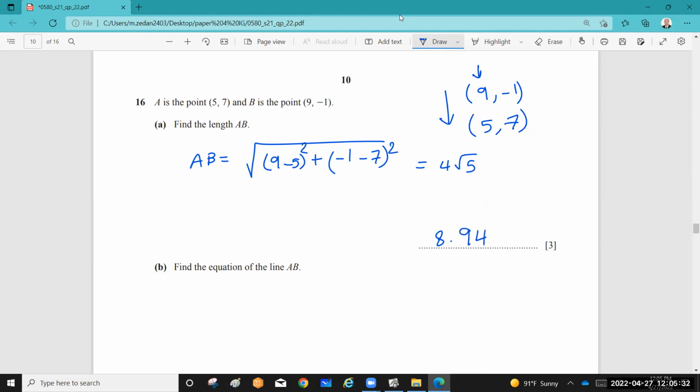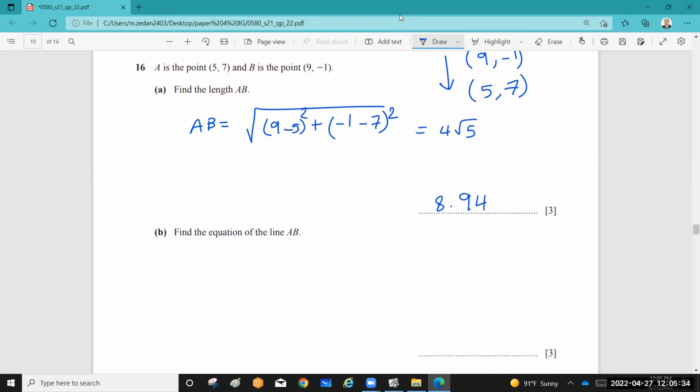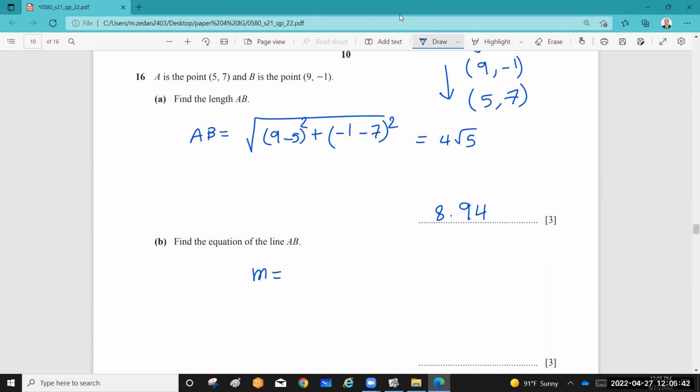Okay, find the equation of line AB. For the equation of the line, you need to find the slope. M equals the slope. Look at these two points: -1 minus 7 over 9 minus 5, a difference in y over difference in x. So the slope here is -8 over 4, which is -2.